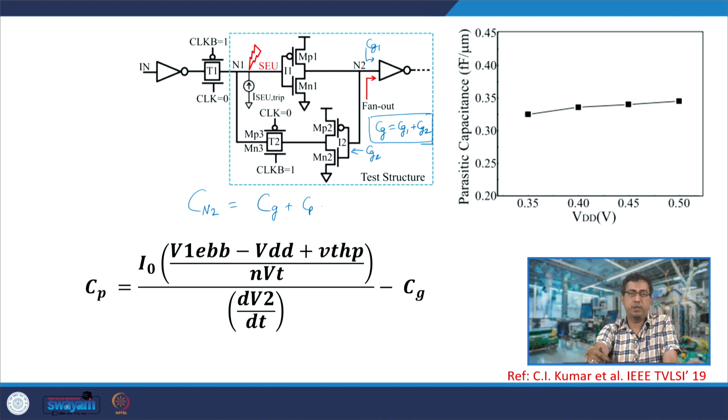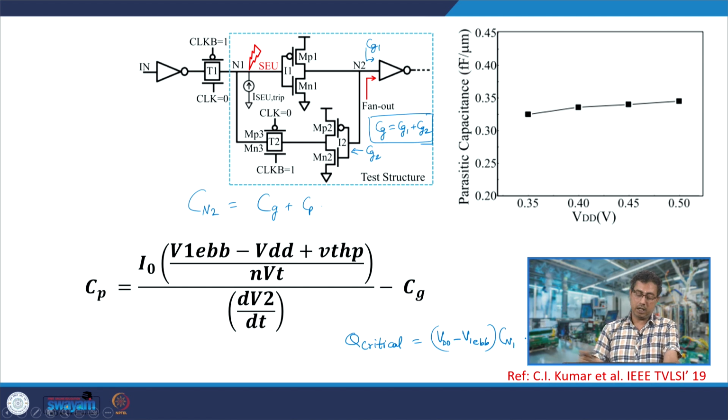That is, V1ebb is the lowest value of V1 which causes the latch to flip. And what is the value of critical charge? Q critical charge is VDD minus V1ebb into Cn2. So Cn2 is the capacitance seen here. One can obtain the gate capacitance and the effective off state capacitance of T1 and on state capacitance, parasitic capacitance here, add them all, and one can get the value of capacitance Cn1. VDD minus V1ebb into Cn1 is the critical charge.